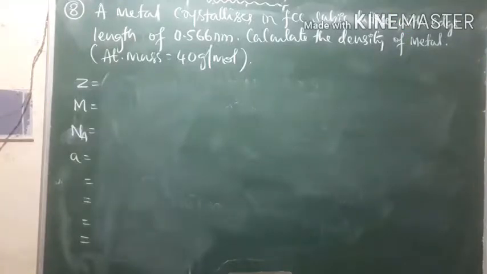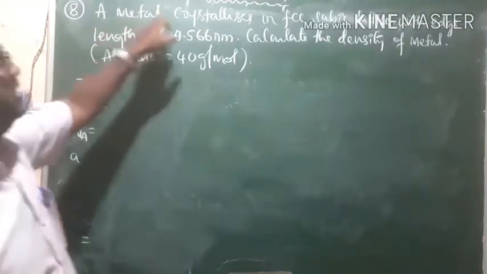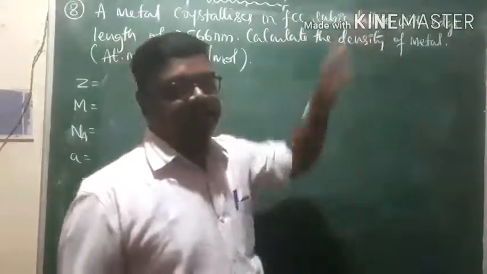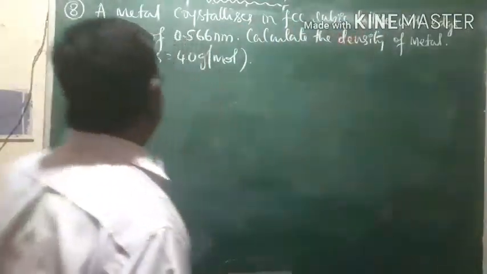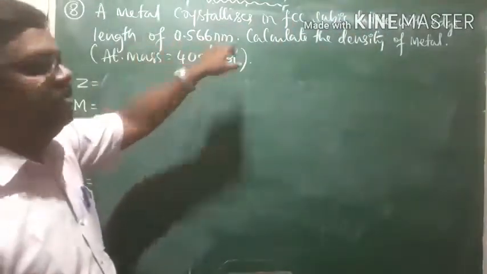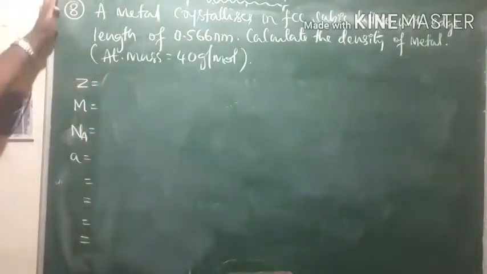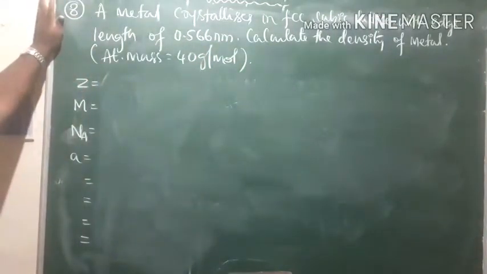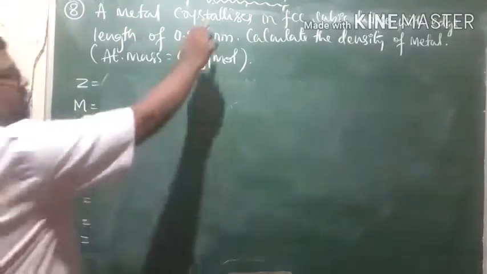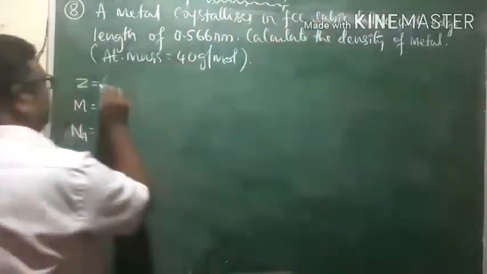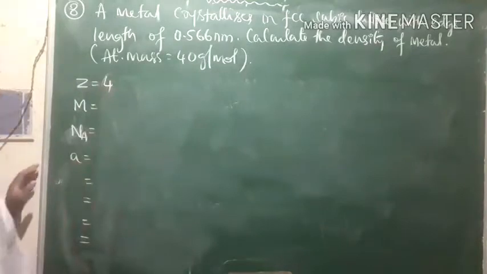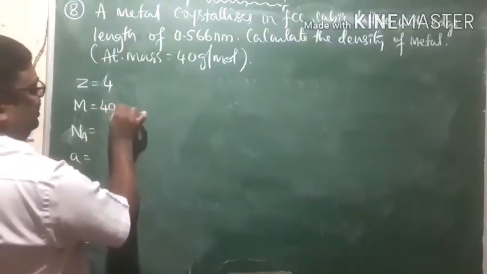Look at problem number 8 here. We'll solve it. A metal crystallizes in an FCC cubic lattice with an edge length of 0.566 nanometers. Calculate the density of the metal with atomic mass 40 gram per mole. The metal crystallizes in an FCC cubic lattice, so Z is equal to 4. Atomic mass is 40 gram per mole.